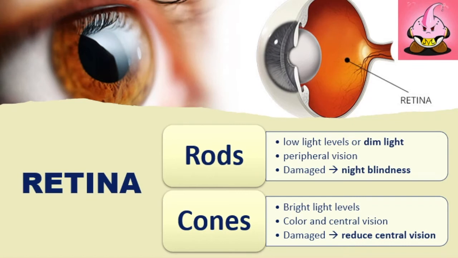And then your rhodopsin would also aid in the production of your rods and cones. Okay? Now, cones are very active with bright light levels and provide color and central vision. And damage to the area can severely reduce your central vision. Okay, so take note of that. Again, for the rods: dim light, peripheral vision, and damage would lead to night blindness. Whereas for your cones: bright lights, color and central vision, and damage would also lead to reduced central vision.